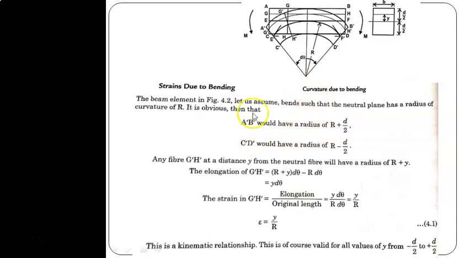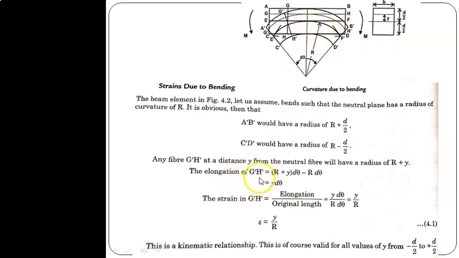You see that A' B' has a larger span, that is, the curvature span, and its radius is r plus d by 2, and C' D' would have a radius of r minus d by 2. Any fiber G' H' at a distance y from the neutral axis will have a radius of r plus y. Let this be the y distance. So we just fix any fiber, at any distance in between these two.